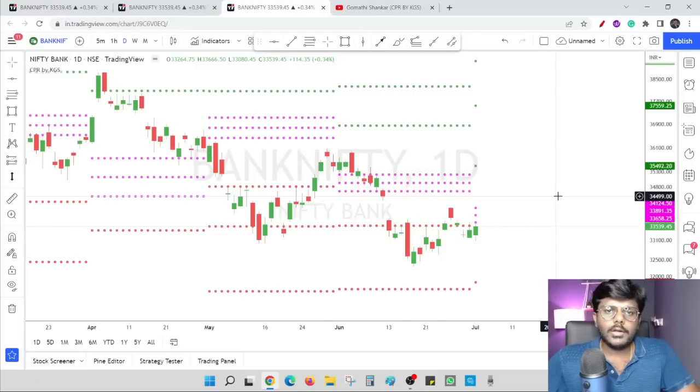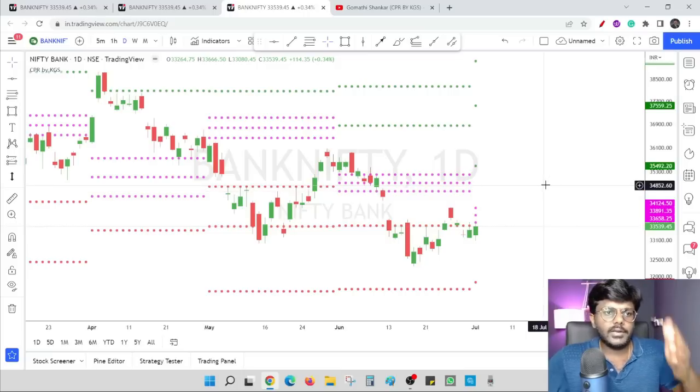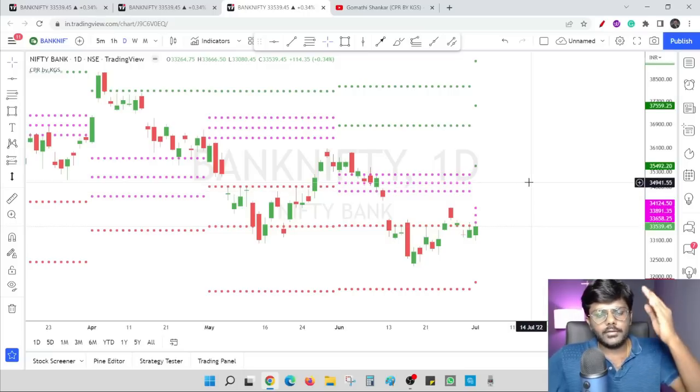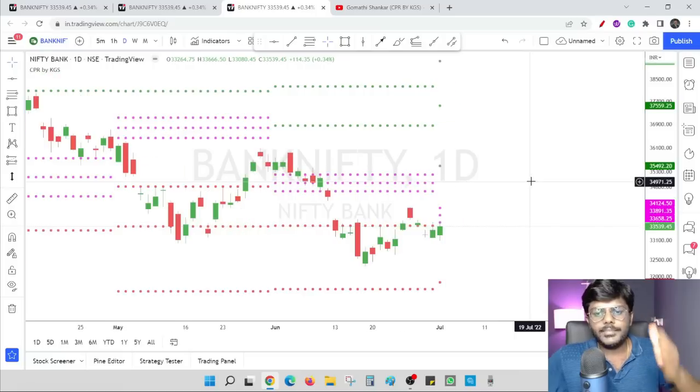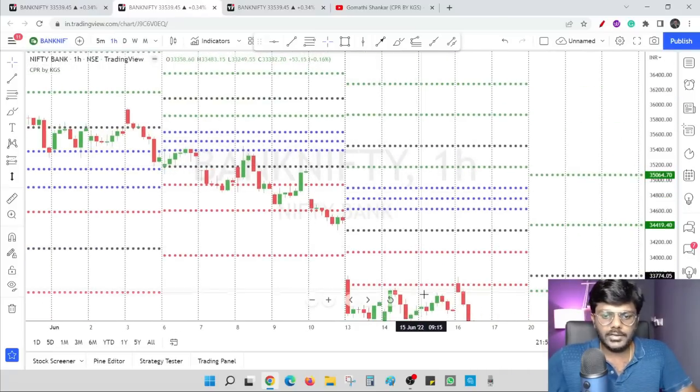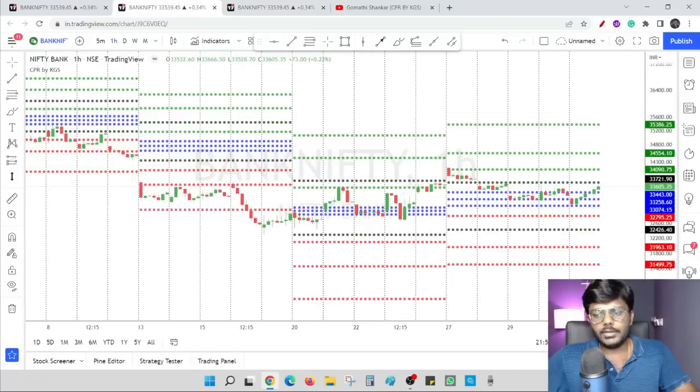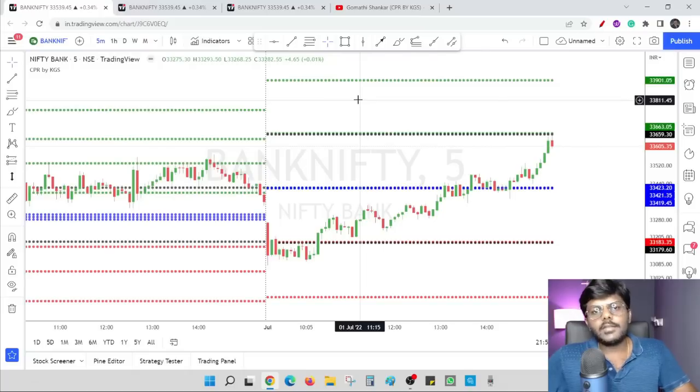To give you all a better understanding of the past month review, I have opened Banknifty in 3 different tabs. In the first tab, you can see the daily chart of Banknifty along with monthly CPR. In the second tab, this is the hourly chart with weekly CPR. And in the final tab, this is the 5 minutes chart with daily CPR. Using these CPR levels, we are going to review the past month.